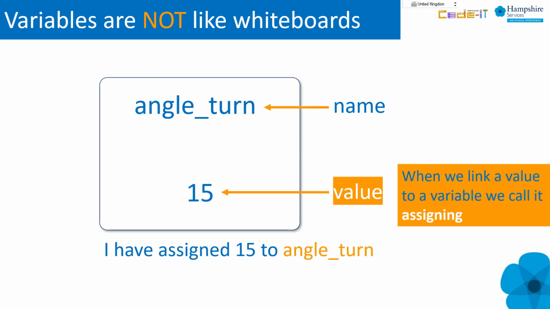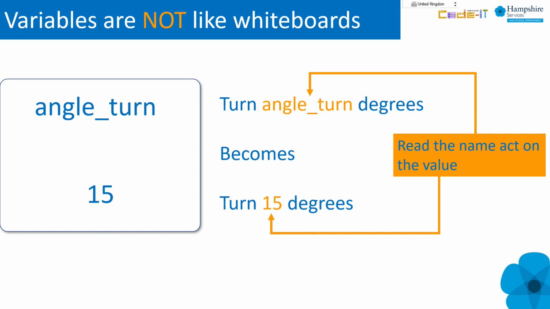This linking of name and value is called assigning. Assigning is a great term. It works for all types of variables and it does not bring about misconceptions. When we read the name, we act on the value. Although we read angle underscore turn, we act on the 15-degree value assigned to it.